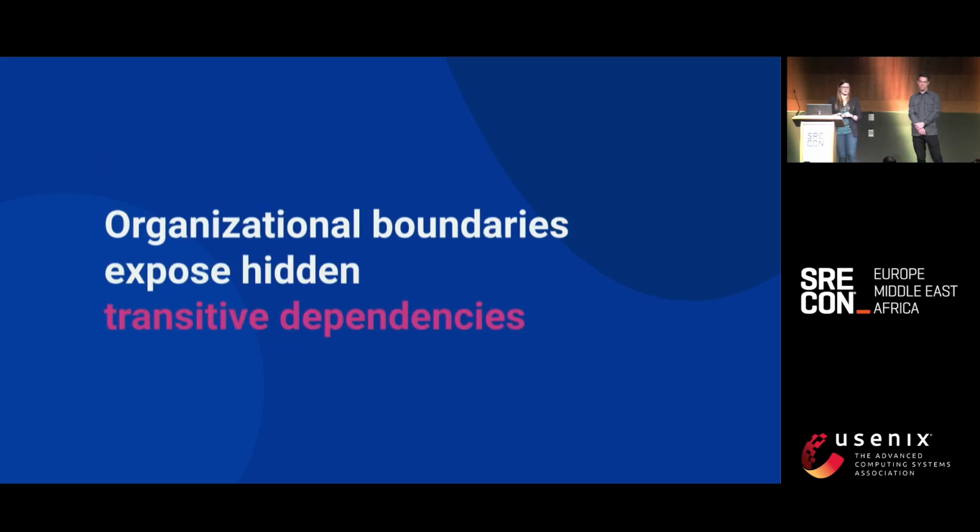The next thing that we've seen is these hidden transitive dependencies. Sometimes we call them nested dependencies, but essentially you might say, let's say I look on the news and there's a massive outage, but we don't rely on that vendor.